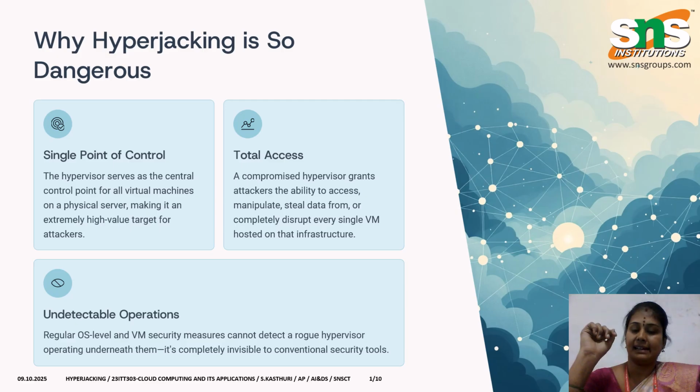And the next slide is why hyperjacking is so dangerous. Hyperjacking is terrifying because it attacks the core of trust in virtualization. Single point of control: if the hypervisor falls, every VM above it is compromised, with total access. Attackers can steal data, manipulate configurations, or even delete the virtual machines. Invisible operations: traditional security tools can't see below the OS, so the attacker is practically a ghost. In March 2025, a series of hypervisor attacks targeting VMware ESXi and Xen systems forced emergency patches globally, highlighting how deep and silent these threats can go.